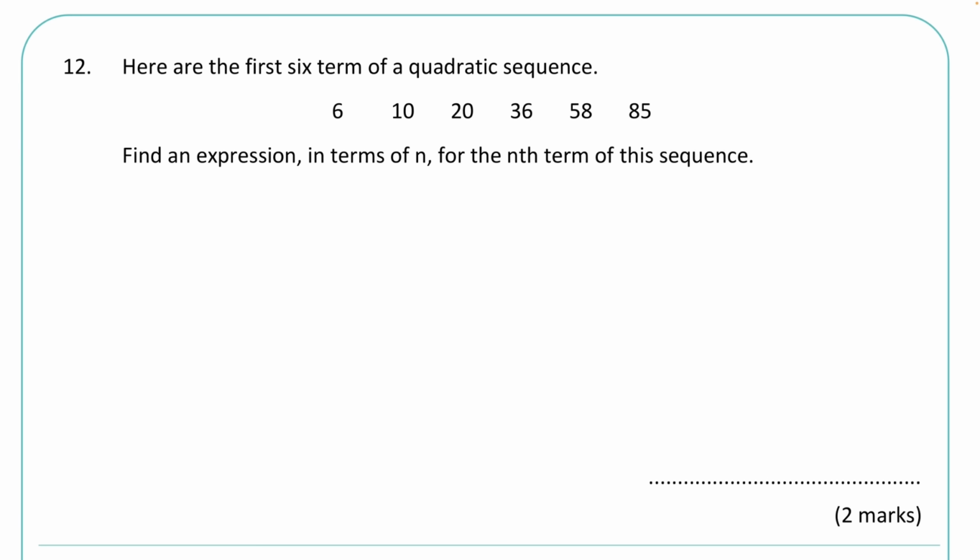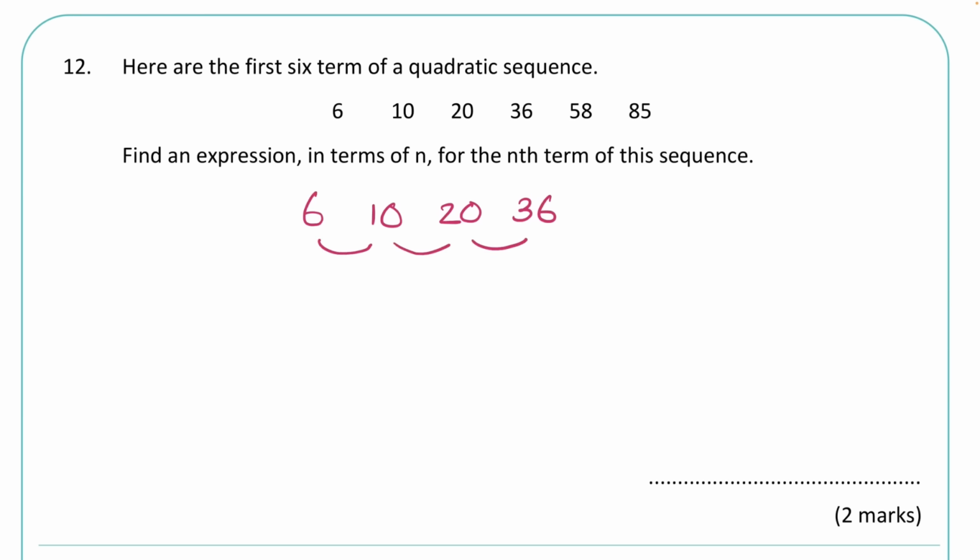Okay, on to a quadratic sequence. So it says here are the first 6 terms of a quadratic sequence. Find an expression in terms of n for the nth term of the sequence. So the first thing to do, and always the first thing to do, is to find the second difference of the sequence. Now we don't necessarily actually need all of the terms. This would be plenty. We only need a few. In fact, we only really need about 3, but let's have a look.